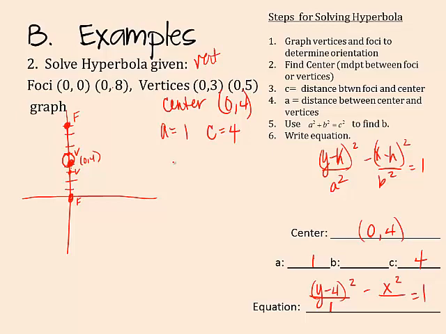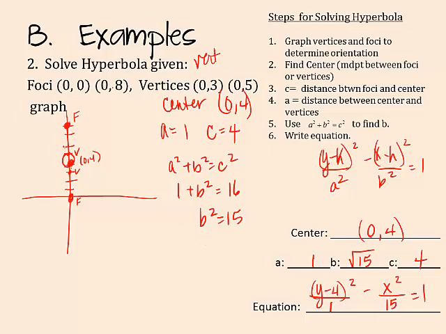So then if I write my equation, 1 plus b squared equals c squared, which is 16. So b squared is 15. So b then is the square root of 15. So I'm going to put 15 down here, and there's my equation. That is what it looks like.